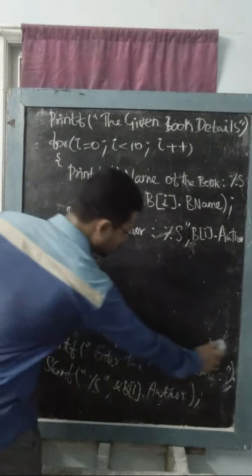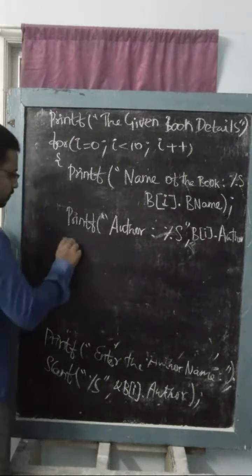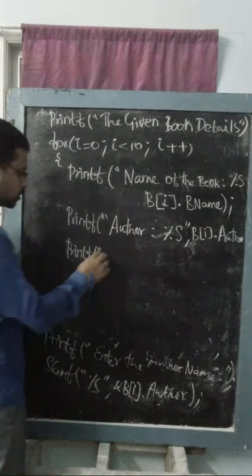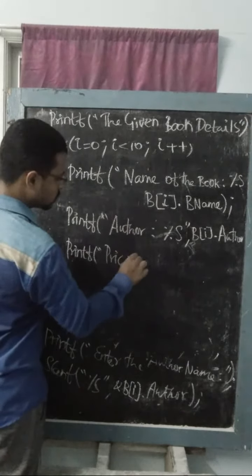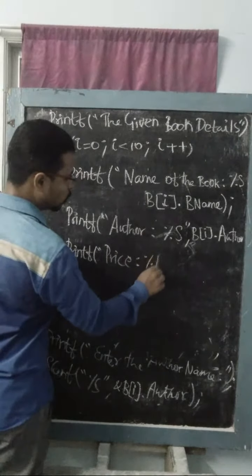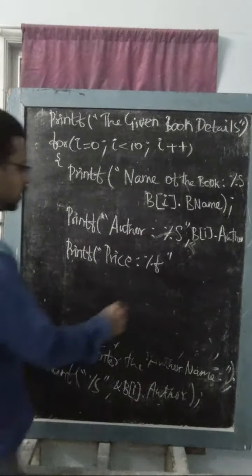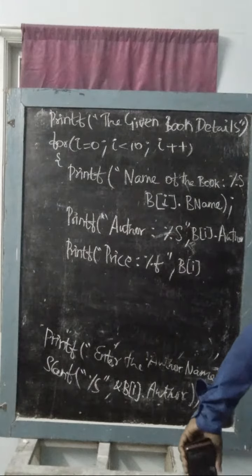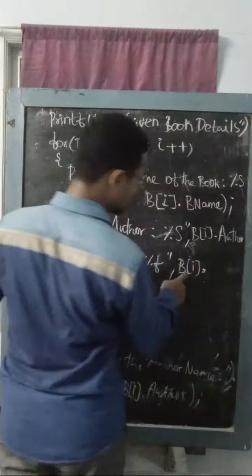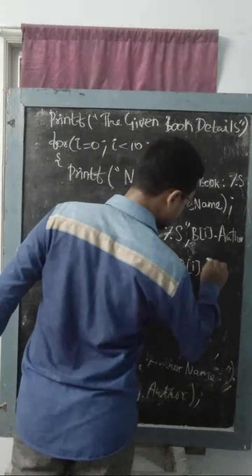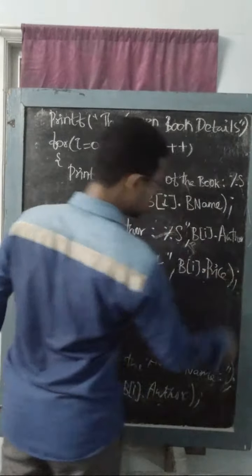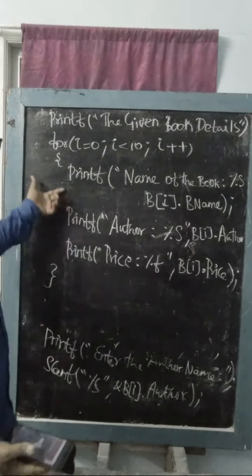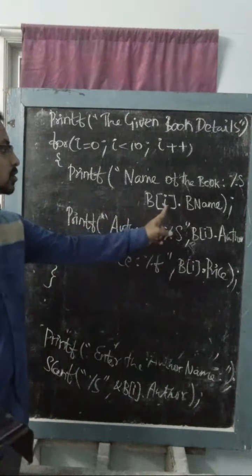Okay, what is the final thing? The final thing is printf price of the book. Price is percentage f because it is a float, and then B of I dot price. So I'm just closing all the details. Okay, so we got the values and we printed the values with the help of arrays of objects.